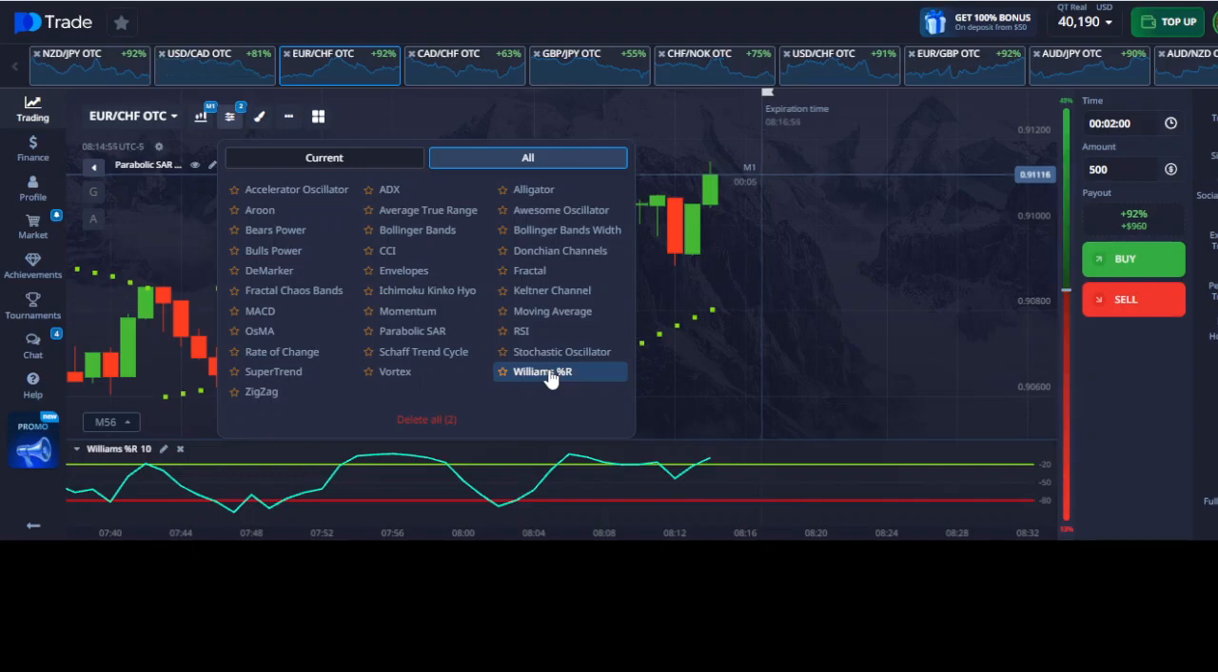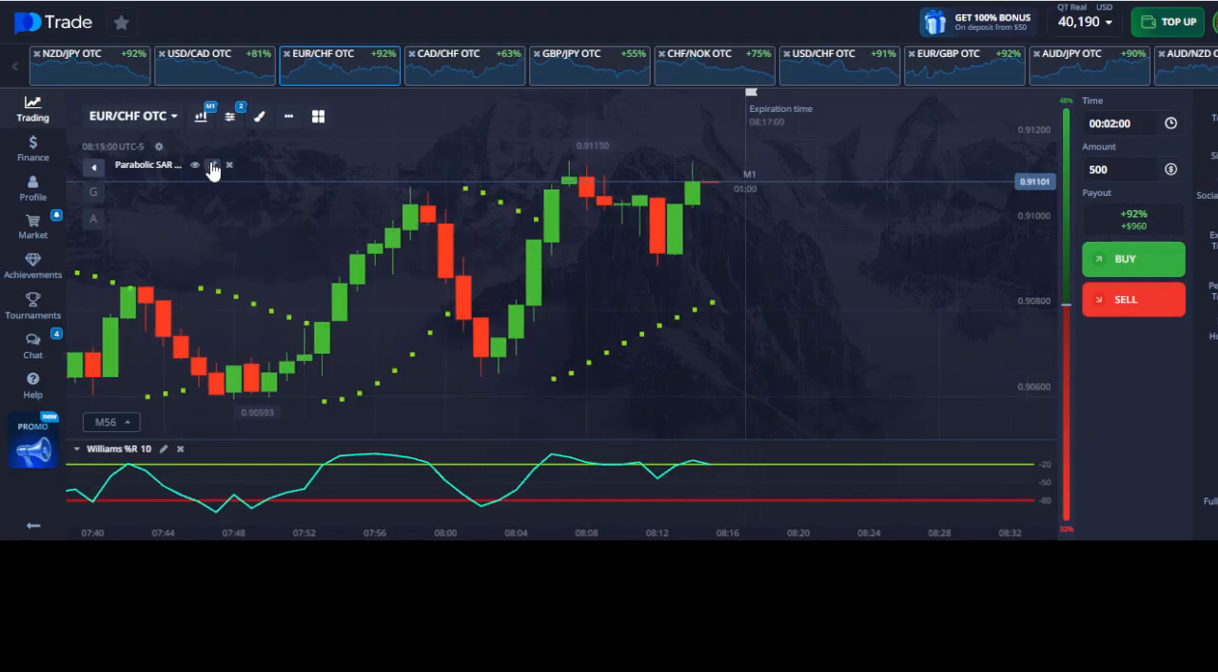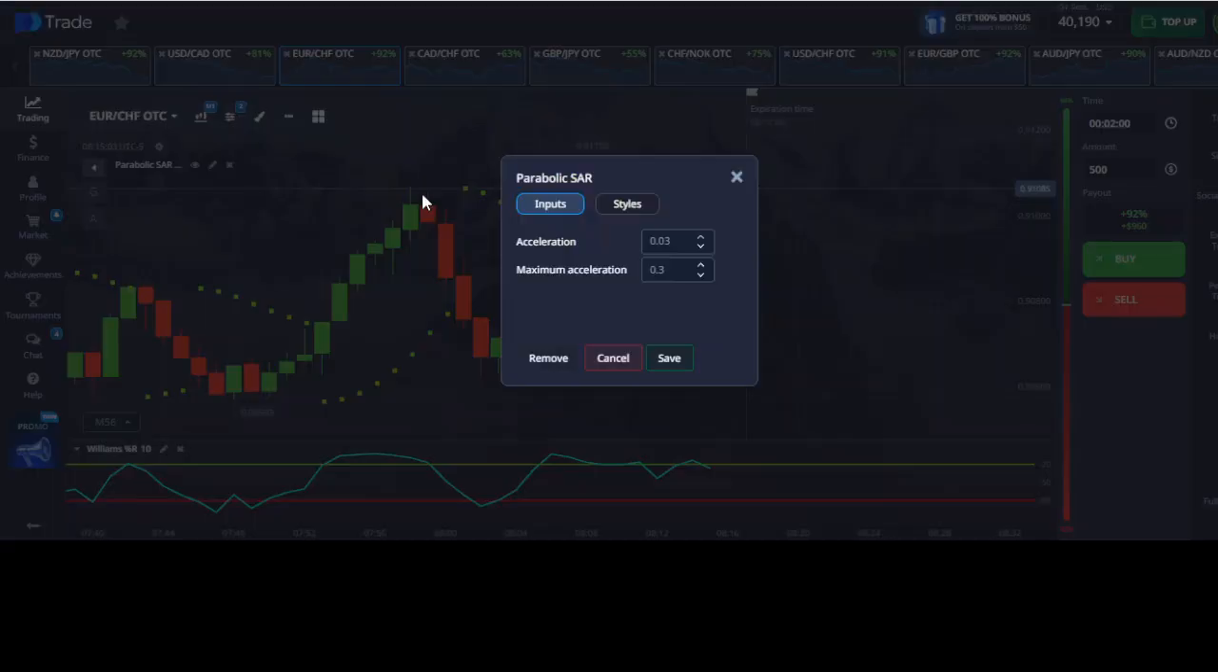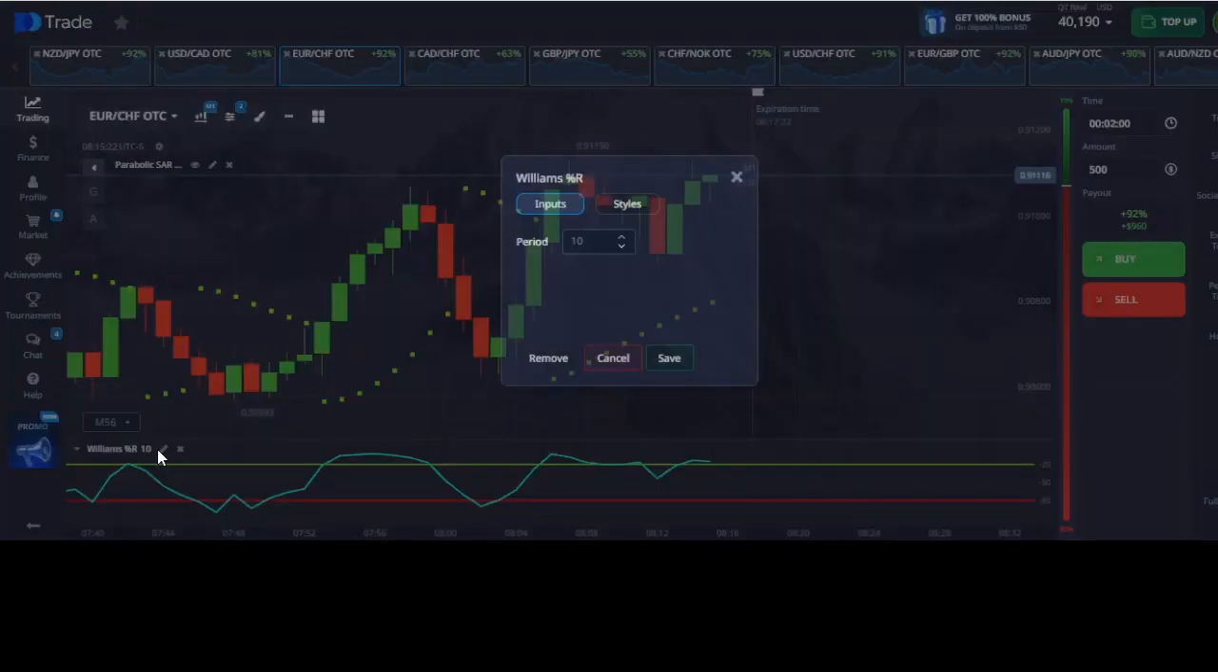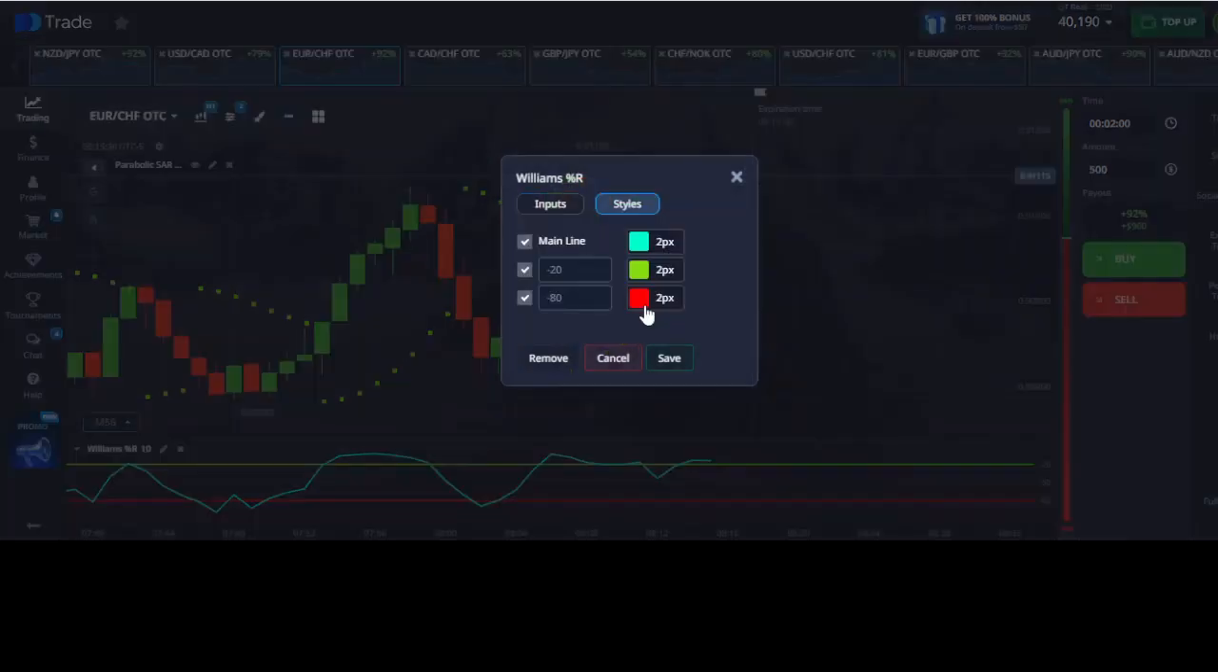Okay, so when I click on the indicator settings for the Parabolic SAR, I have the acceleration set to 0.03 and the maximum acceleration set to 0.3. And in my style settings, I've increased the line width to 2 pixels so we can see the line a little better. Okay, and for the Williams percent R indicator, I have the period set to 10. And in the style settings, I've increased all the line pixels to 2 here for the main line, the 20 and the 80 line. Okay.